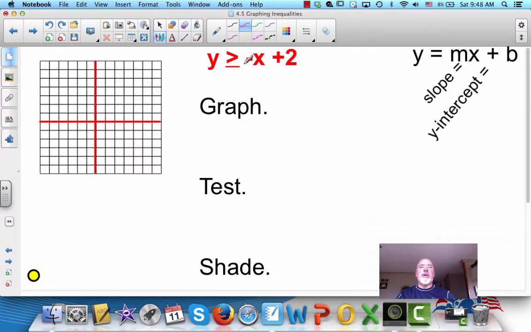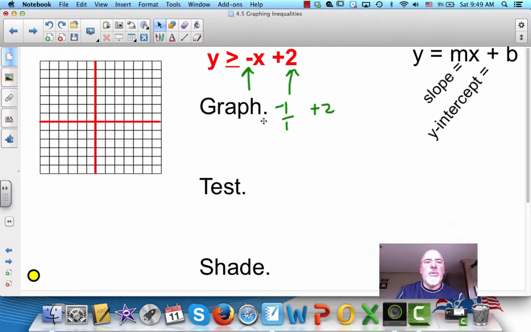Now, we've got y is greater than or equal to negative x plus 2. The slope on this one, you get a different color. The slope on this one is negative 1 over 1, and the y-intercept is positive 2. So you take this one and do it now. Pause the recording. Try this one. Come back and see if you got the right answer. Okay, let's see what you did.